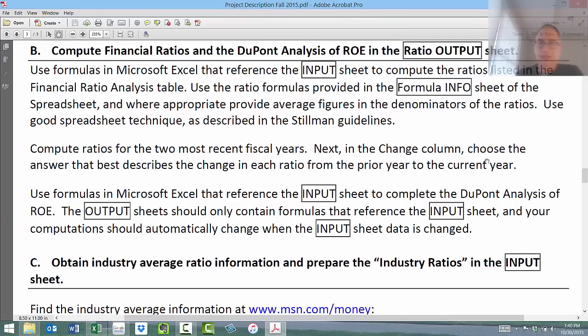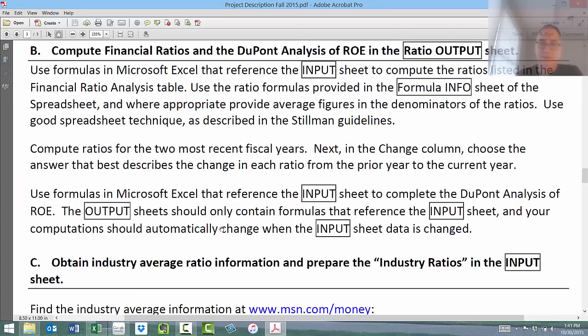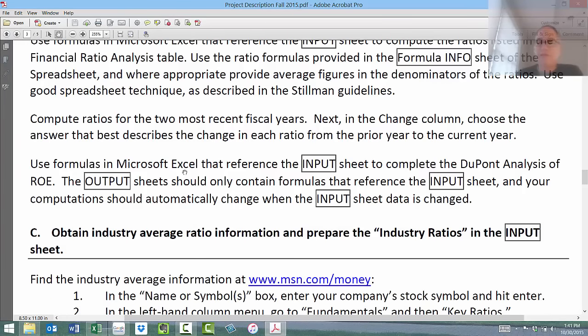And then in the change column, choose the answer that best describes the change in the ratios. So here we have a dramatic improvement in return on sales, so we would say stronger. And here also, well, I didn't do prior year, so we don't know, but it's probably a pretty good indication, judging from return on sales, that this is also stronger. Next, use these formulas that reference the input sheet to complete the DuPont analysis.